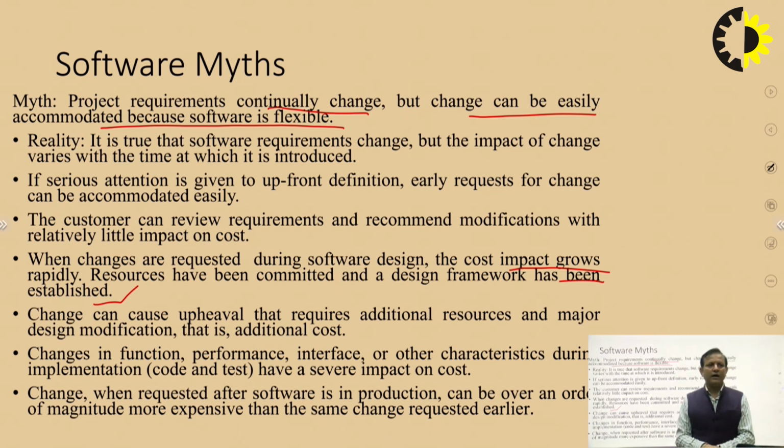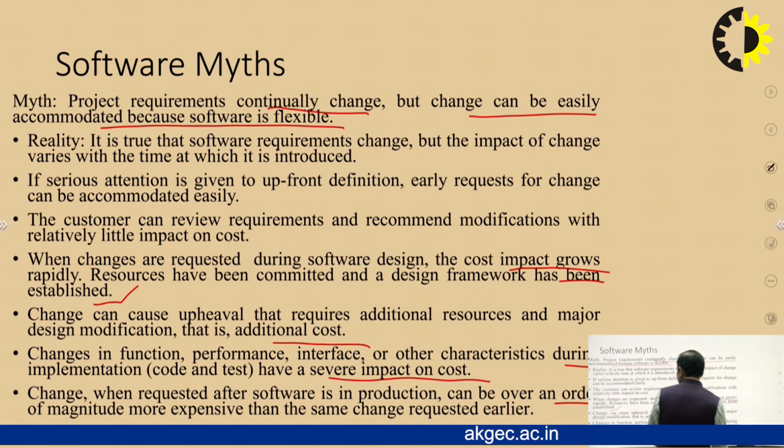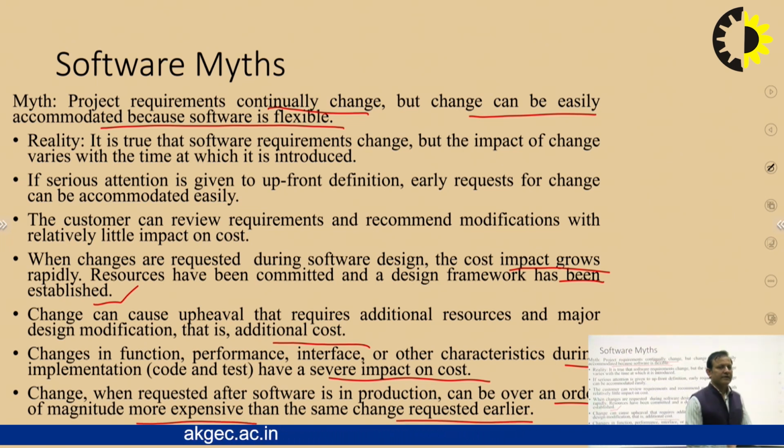Changes can cause upheaval that require additional resources and major design modification, that is additional cost. Changes in the function, performance, interface or other characteristics during the implementation have a severe impact on cost. Change when requested after software is in production can be over an order of magnitude more expensive than the same change requested earlier.